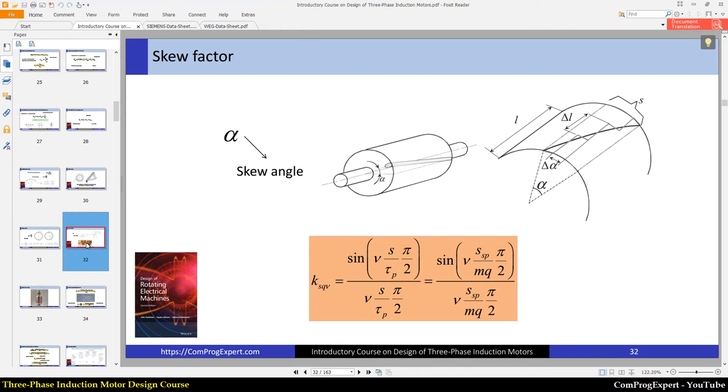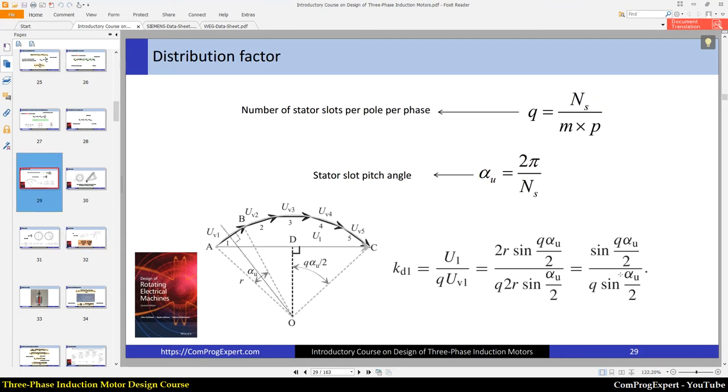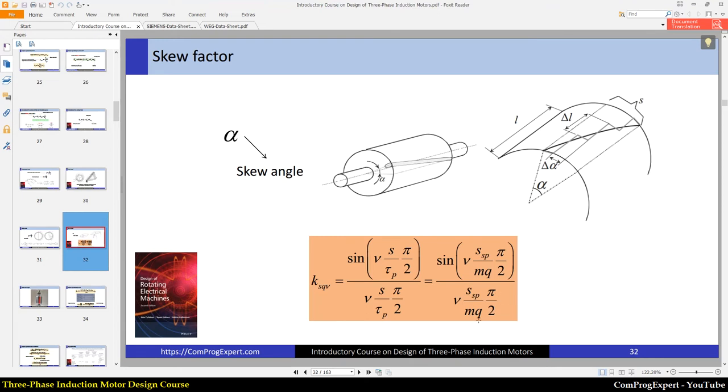The next parameter is the skew factor. So when we skew the rotor slot, also we can reduce the effect of slot harmonics, stator slot harmonics, right? In this figure, alpha is the skew angle. And if you consider these differential elements and use the same logic that is presented here for distribution factor, you can derive this equation, right? For details, you can refer to this reference. You can derive this equation, and in this equation, we have m number of phases, q, and nu, that is the harmonic order, right? Nu is the harmonic order in this equation.